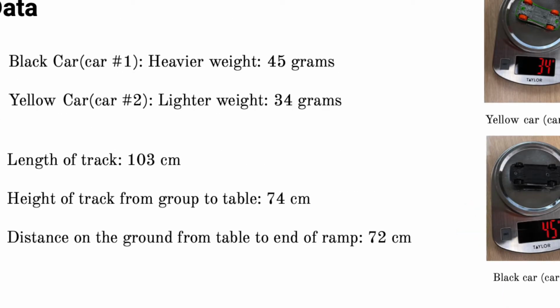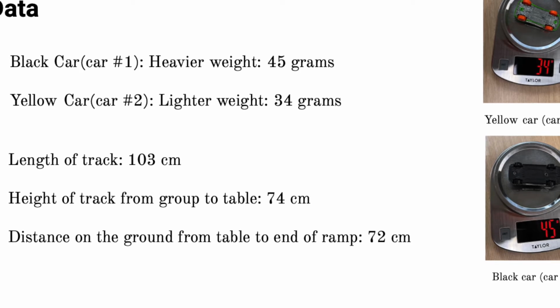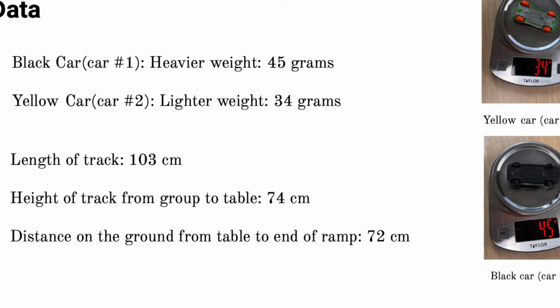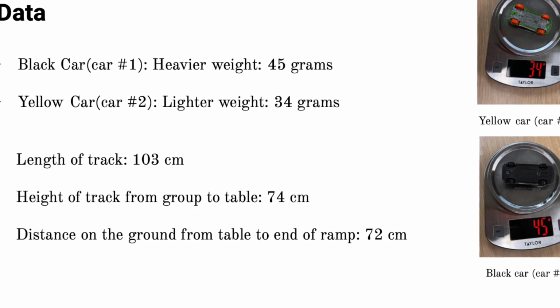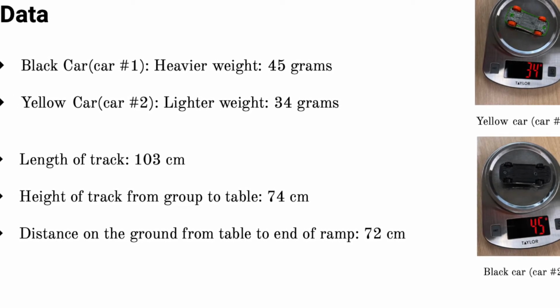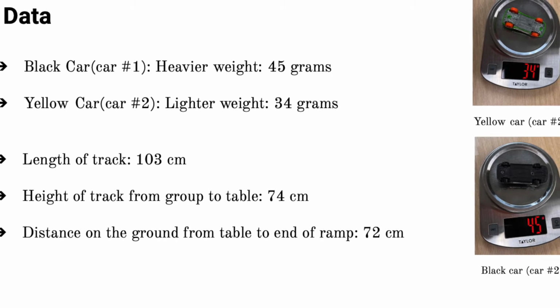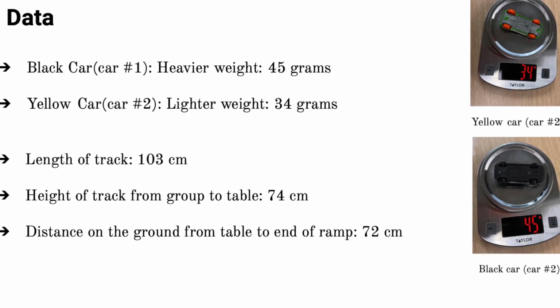This project was produced by attaching two car tracks to a table and identifying the distance on the ground from the table to the end of the ramp, which was 72 centimeters, the height of the track from the ground to the table, which was 74 centimeters, and the length of the track, which was 103 centimeters.